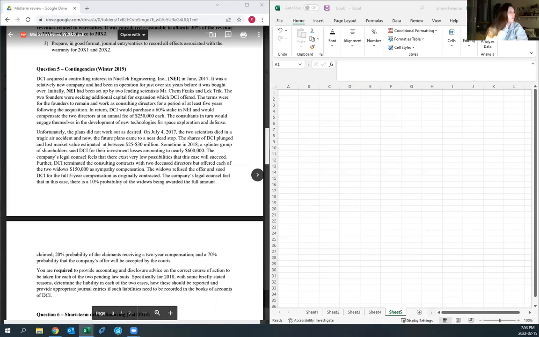Unfortunately, the plans did not work as desired. On July 4, 2017, the 2 scientists died in a tragic air accident, and now the future plans came to a near-dead stop. The shares of DCI plunged and lost market value estimated at between 25 and 30 million. Sometime in 2018, a splinter group of shareholders sued DCI for their investment losses amounting to nearly $600,000. The company's legal counsel feels that there exists very low possibilities that this case will succeed.